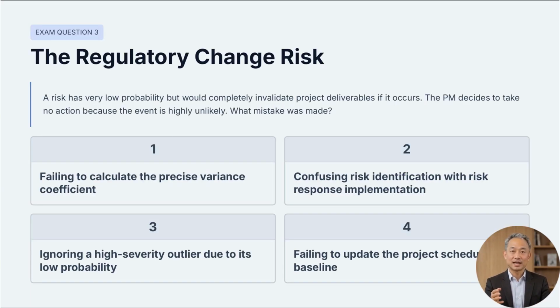A project manager has identified a regulatory change risk that has a very low probability of happening but would completely invalidate the project deliverables if it occurs. The project manager decides to take no action because the event is highly unlikely. What mistake was made according to risk management best practices? A. Failing to calculate the precise variance coefficient. B. Confusing risk identification with risk response implementation. C. Ignoring a high-severity outlier due to its low probability. D. Failing to update the project schedule baseline.